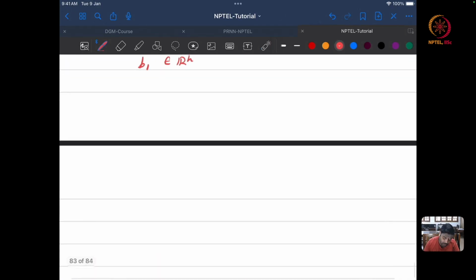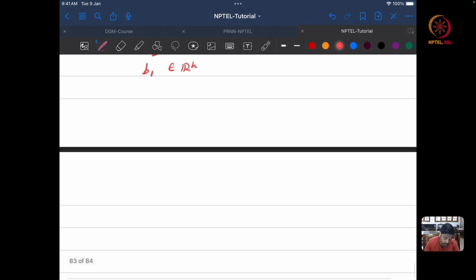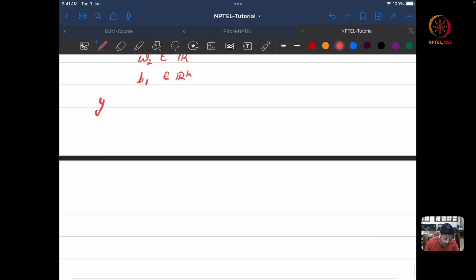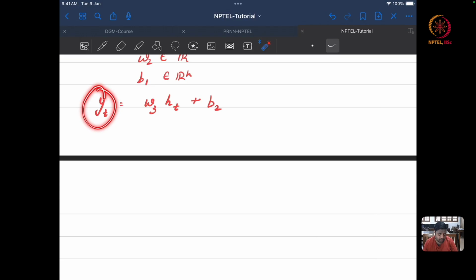Now how do you compute the output? The output y at that given timestamp t is W3 h_t plus some b2. And please remember this y_t should belong to R^K.